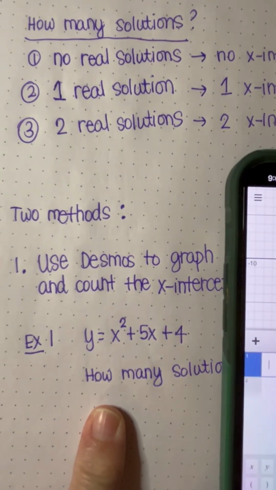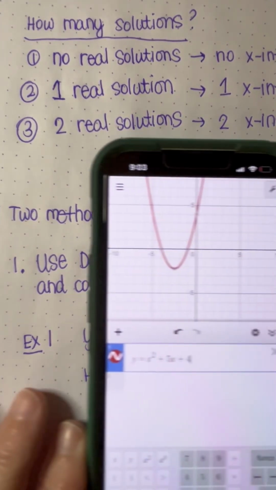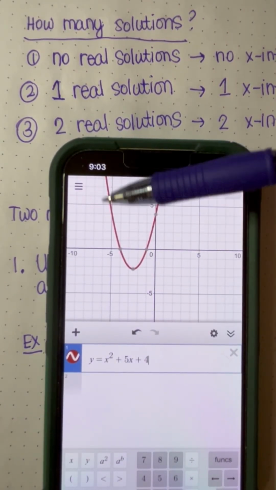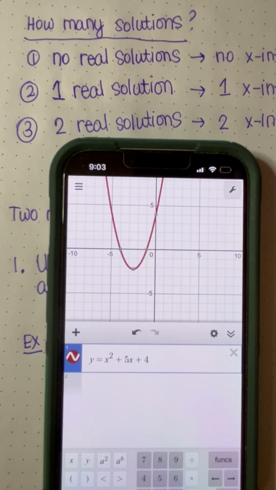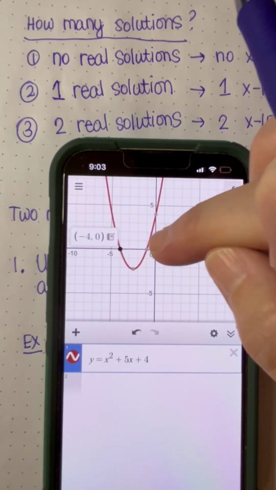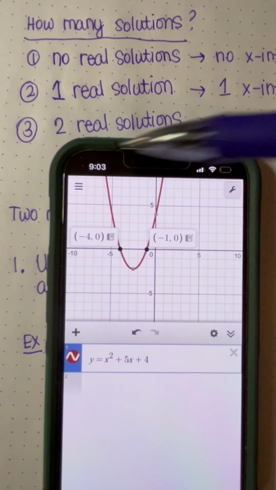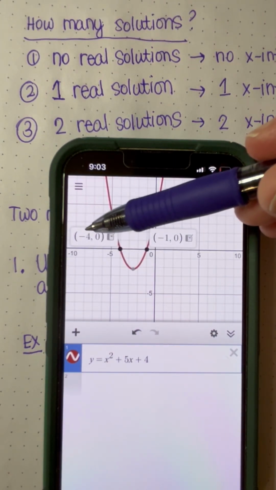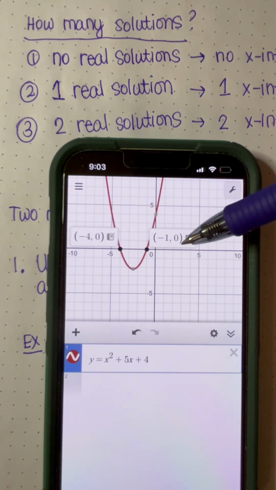So we are going to go to Desmos, and we're going to type this problem right here in. y equals x squared plus 5x plus 4. So here's my quadratic equation, and then up here I can see my graph. And the solutions are the x-intercepts. So I can see that I'm hitting this x-axis 2 times. Once at -4 and once at -1.